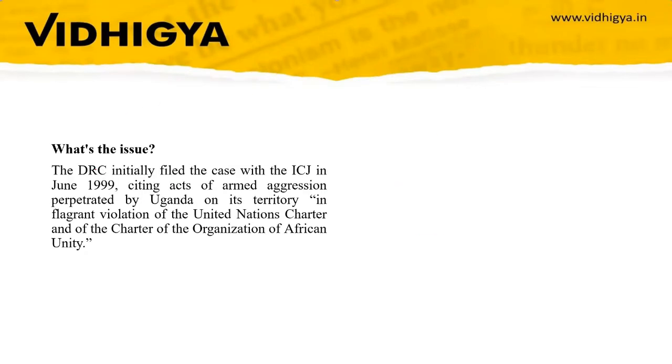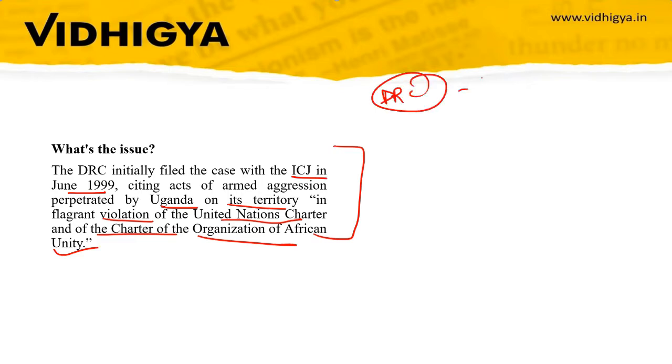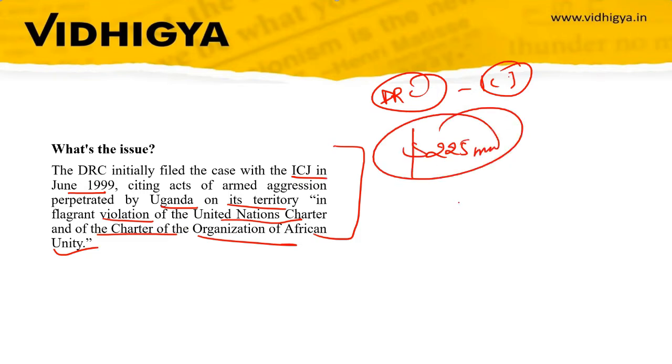So now what is the issue? The DRC initially filed the case with the International Court of Justice in June 1999, citing acts of armed aggression perpetrated by Uganda on its territory in flagrant violation of the United Nations Charter and the Charter of the Organization of African Unity. Because of this, the DRC filed a case in the ICJ, and now the ICJ delivered its judgment where $2 to $5 million was awarded to the DRC, and Uganda has to pay this.